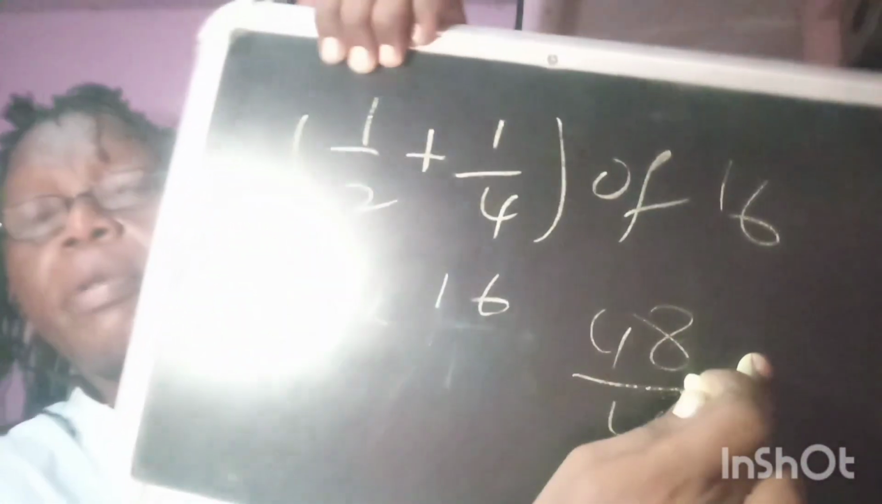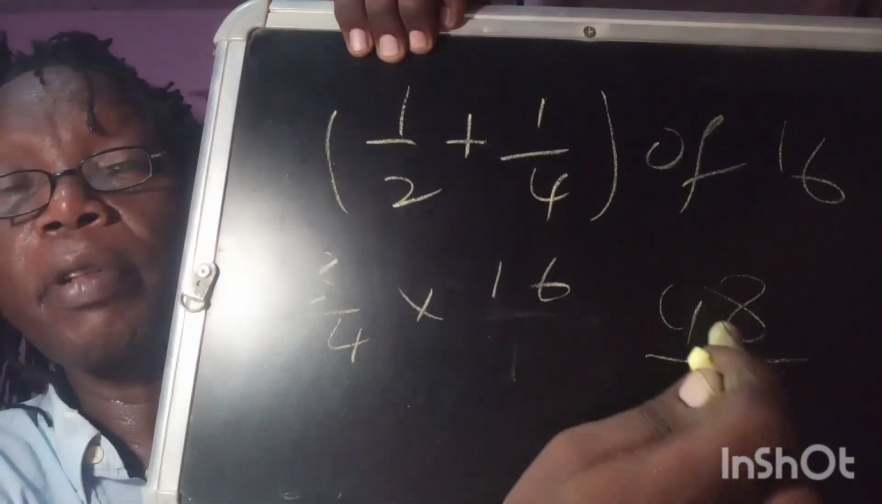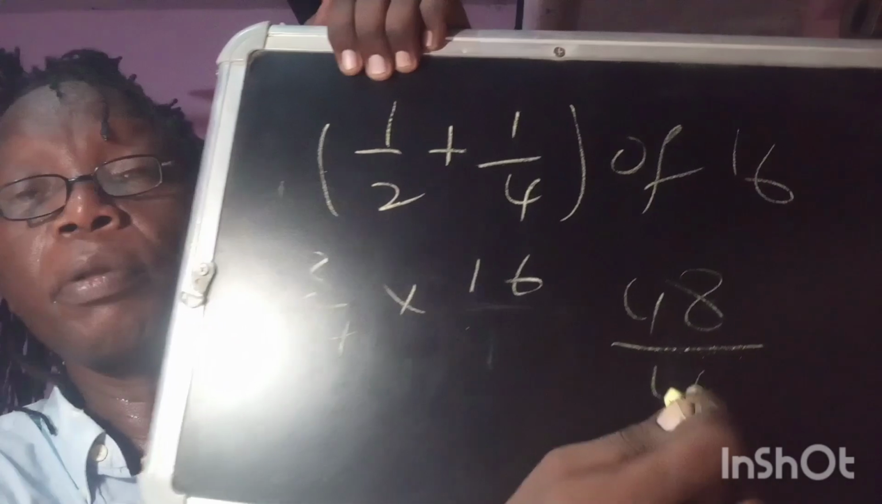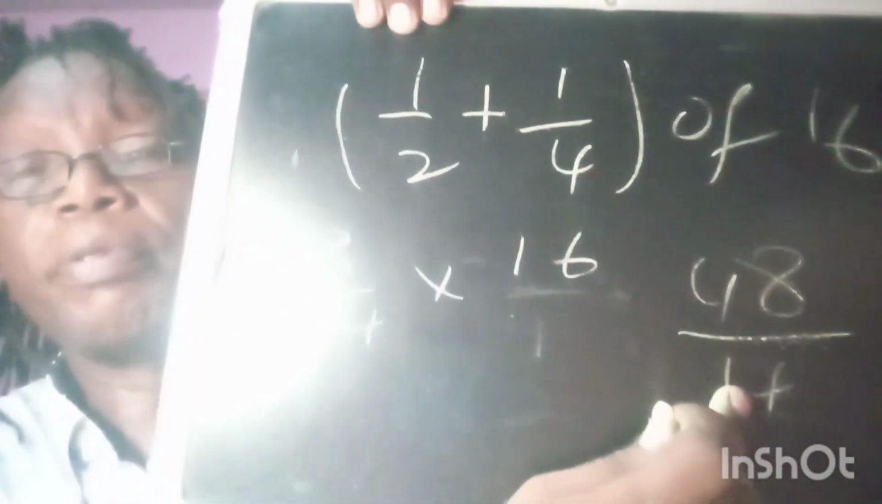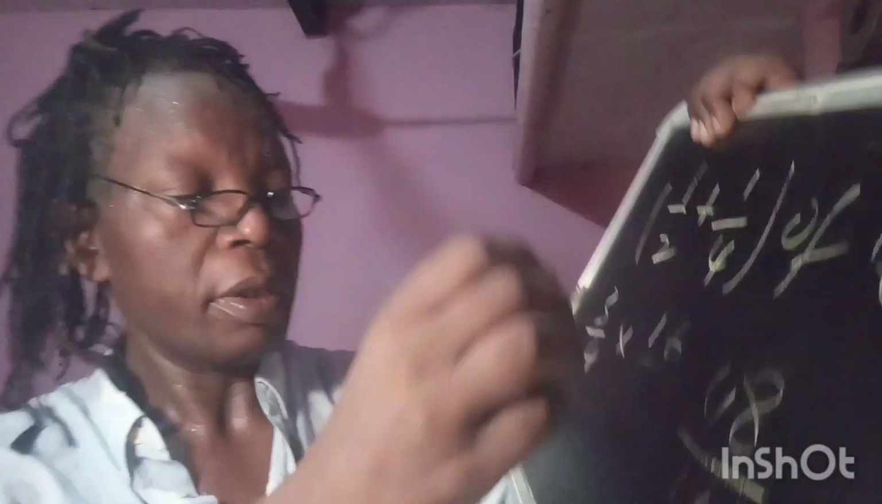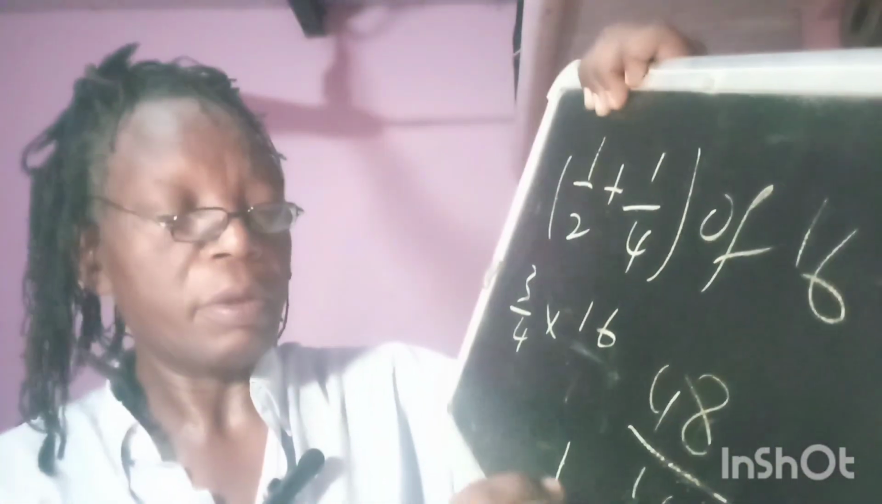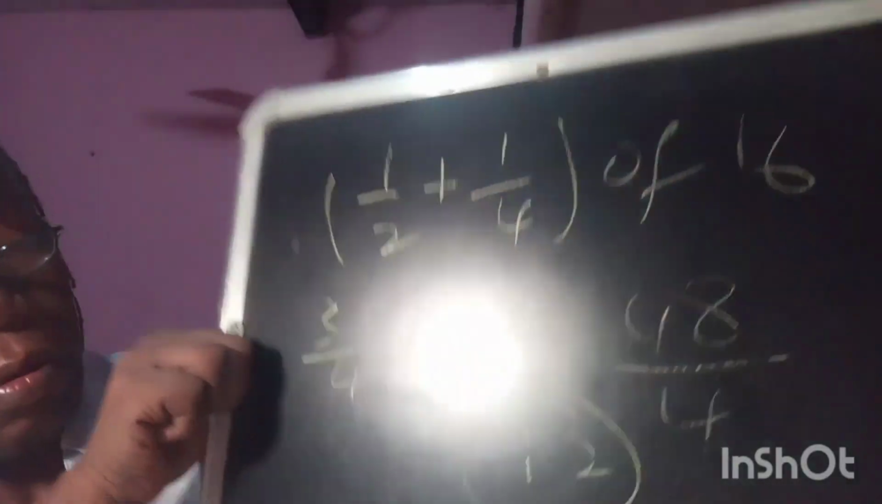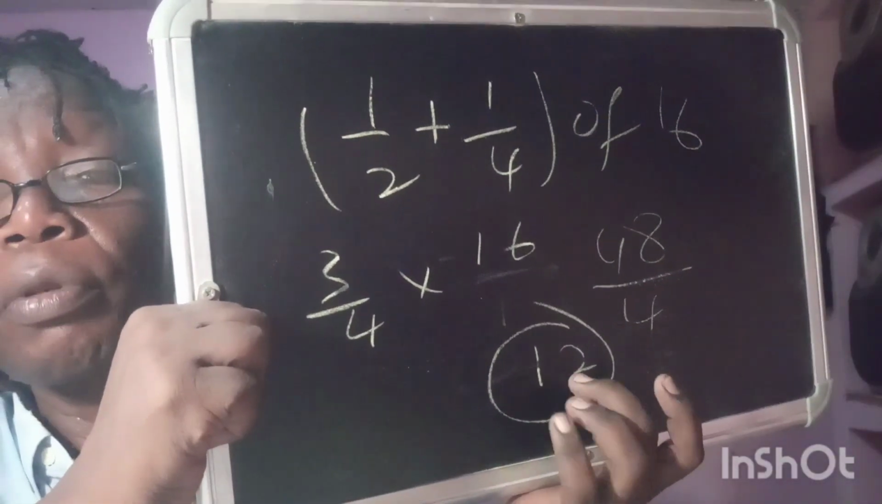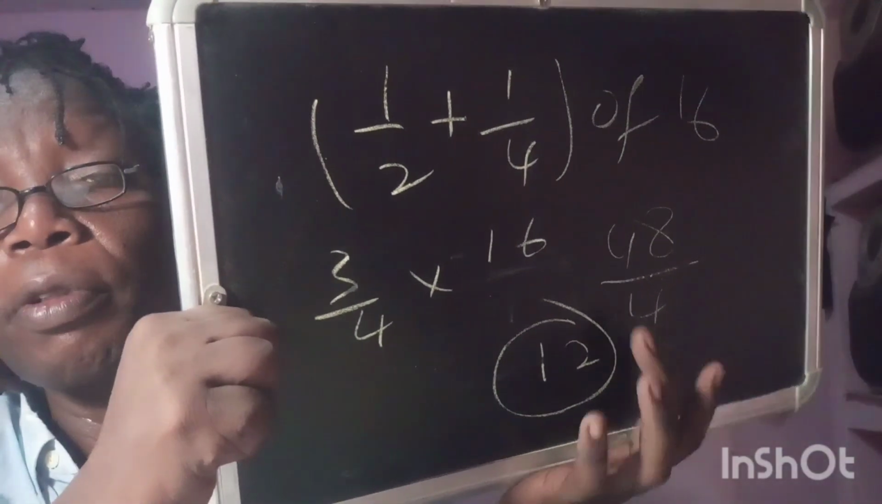And then I think you are seeing what I'm doing. 48 over 4, and divide 48 by 4. It's very simple math. 4 goes into 4 one time, and then it goes into 8 two times. So 48 divided by 4 will give you 12. And if you multiply 12 times 4, it will give you 48.